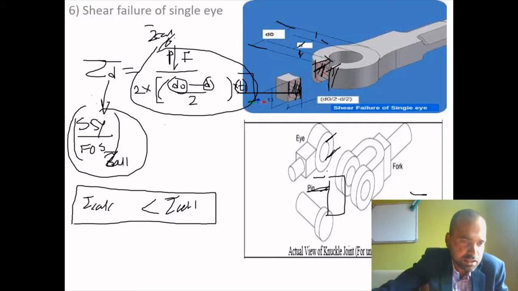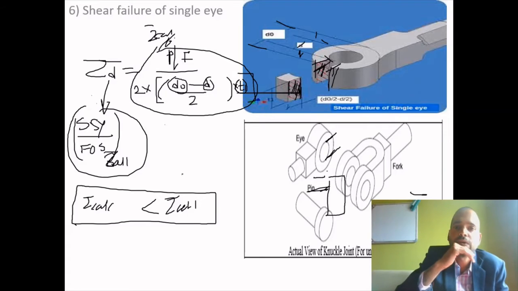If it comes out unsafe, we have to change either the material of the component or the thickness which we assumed with the empirical relations. There are two ways: either we can select a higher strength material or we can increase the dimension to ensure the safety of the design. Understand? So this is the shear failure of the single eye.